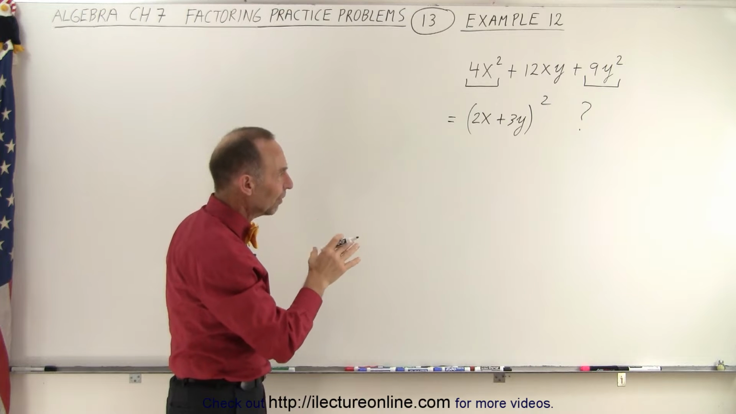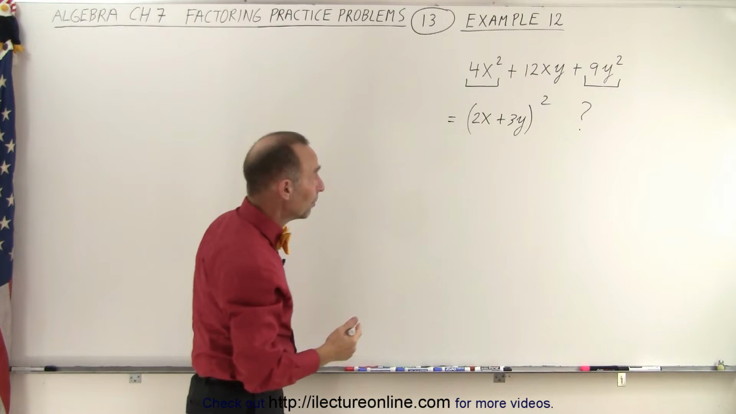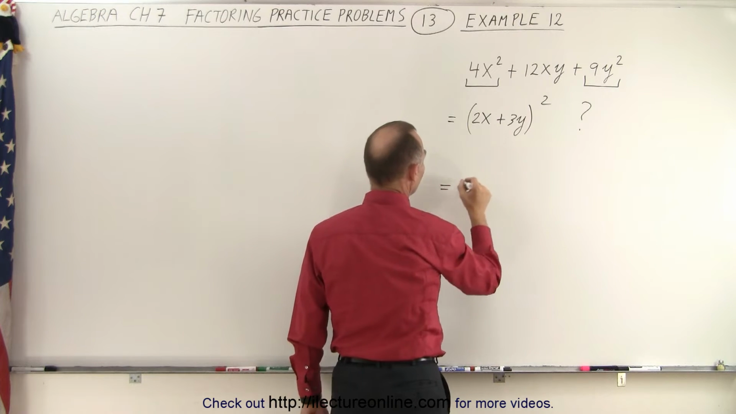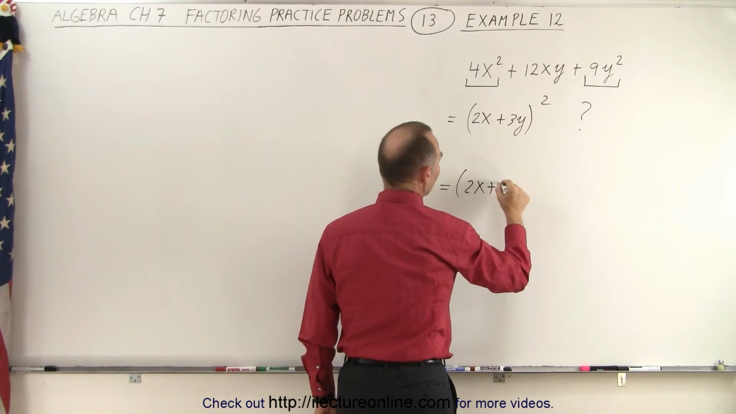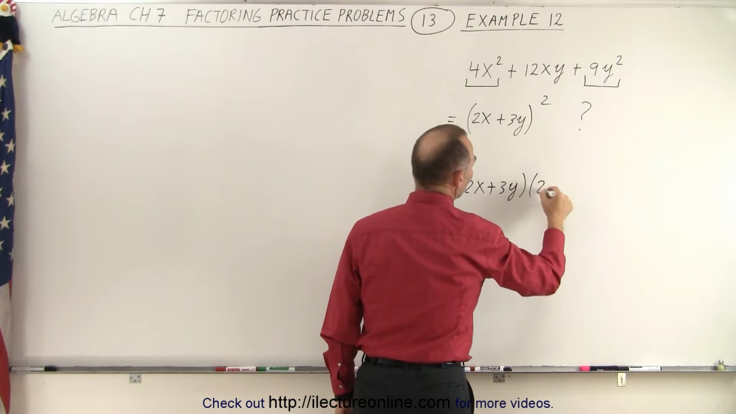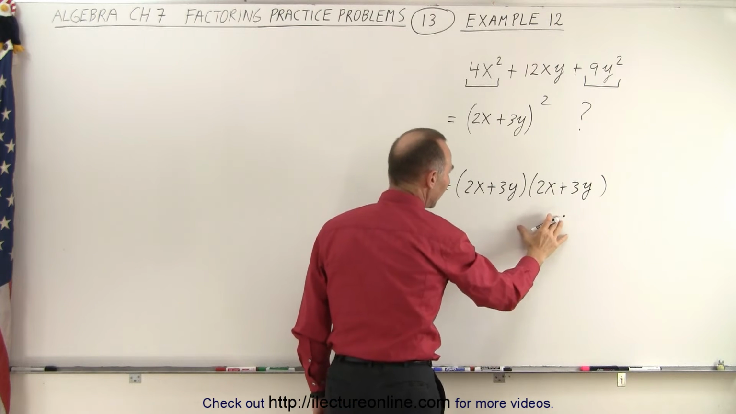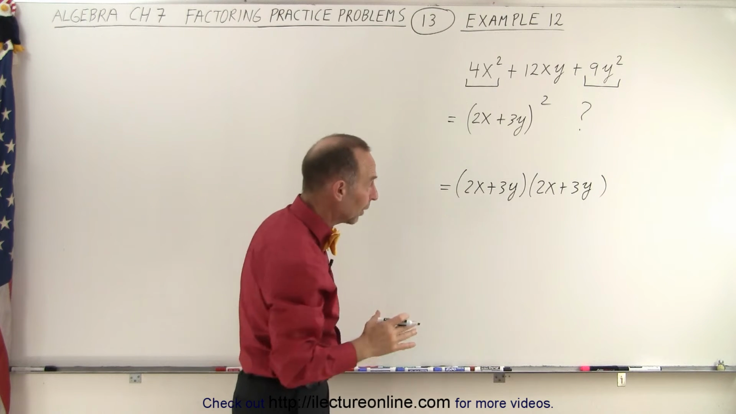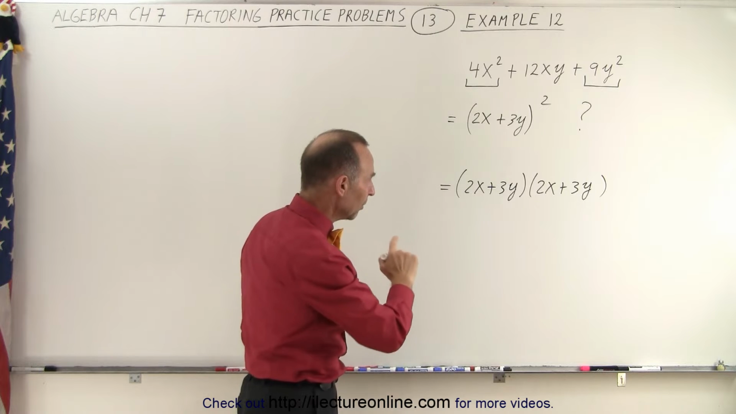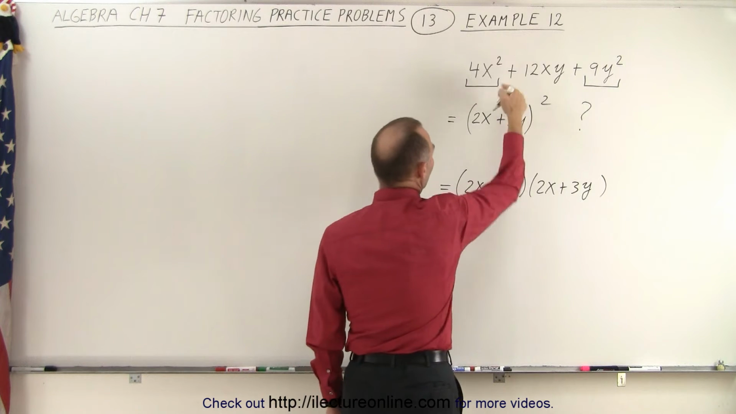Now, to verify that's the case, we're just going to go ahead and multiply everything out again. So that means that this is equal to 2x plus 3y times 2x plus 3y. If you multiply that out, that's one way to check, and there's another way to check, and we'll show you in just a moment. But let's see if this gives us the original problem again.